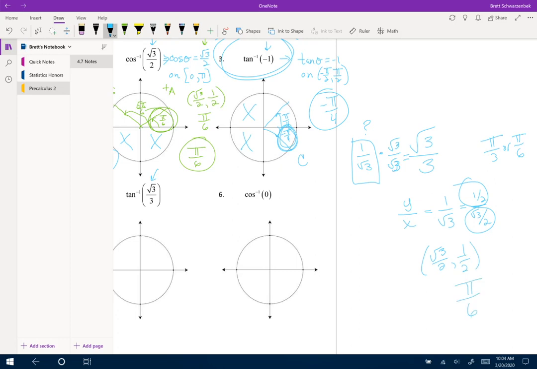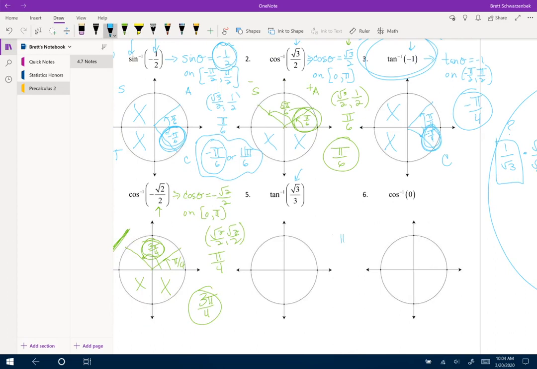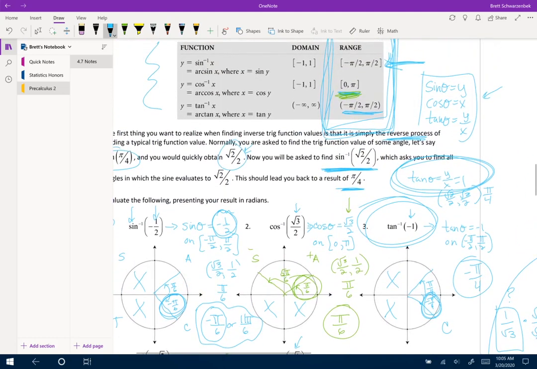Root 3 over 2 comma 1/2 clearly occurs at pi over 6. So I know there's a lot of extra work over here, right? But basically, this was used in order to identify that we're in the pi over 6 family for this problem. So just to be clear again, we're looking for theta, where tangent of theta is root 3 over 3, but we're going to be on negative pi over 2 to pi over 2. And again, where am I getting that from?